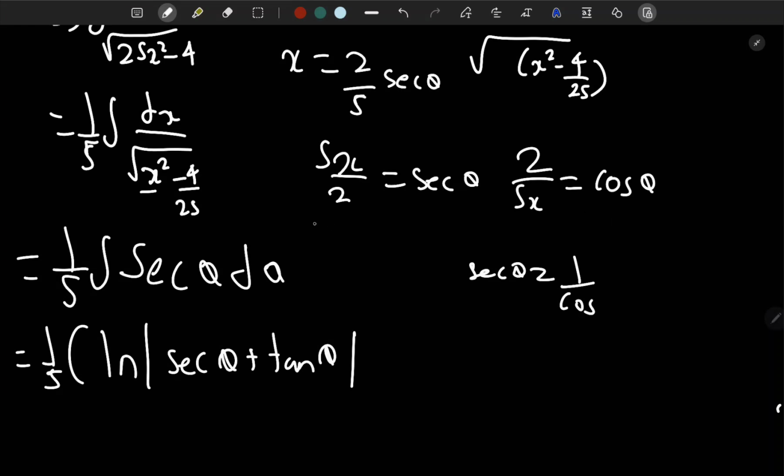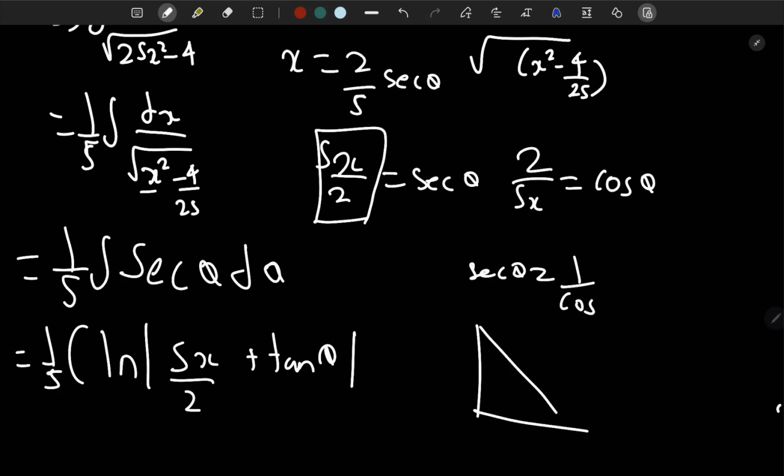So here actually we need to replace first of all secant delta with what we have over here, 5x over 2. So we can do that right away, 5x over 2. And now we need to draw the right angle triangle to find what is tan delta. So let's draw the triangle.